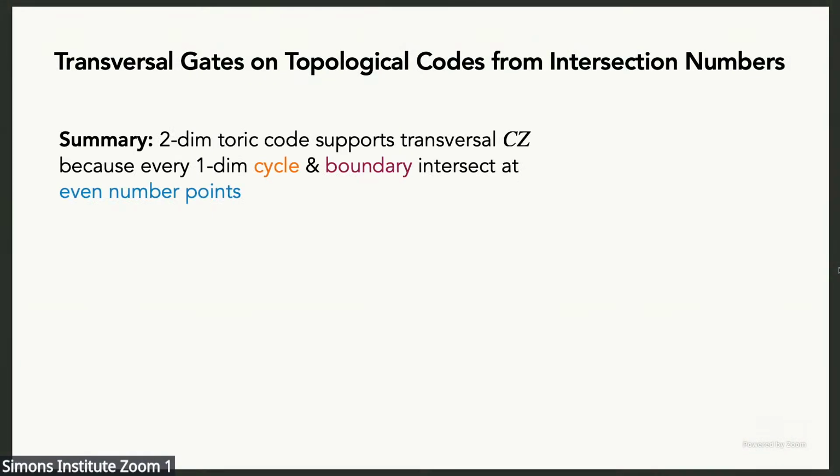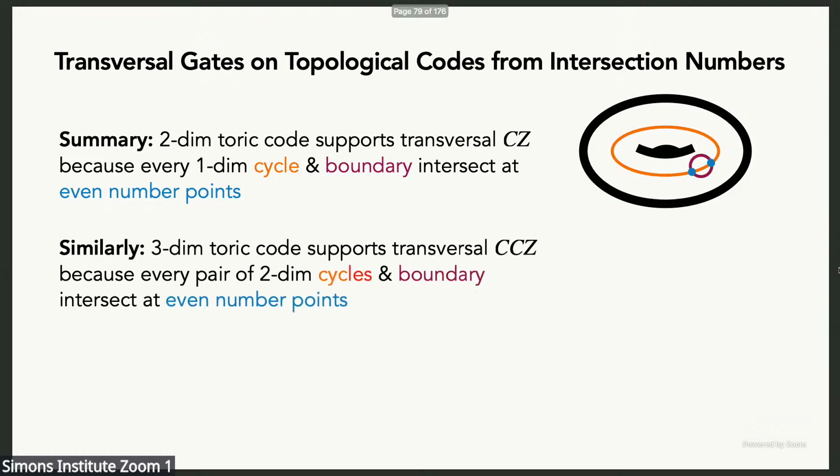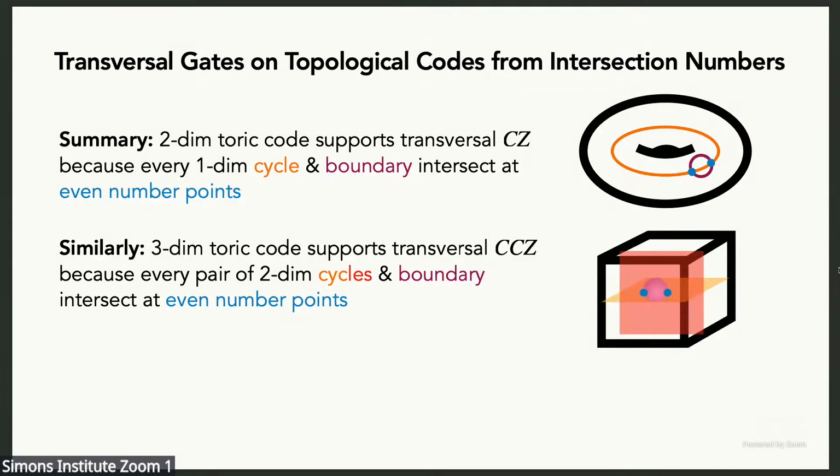So to summarize, we've just seen a proof that the 2D toric code supports transversal CZ because every cycle and every boundary intersect at an even number of points. And basically the exact same reasoning you can go through in the three-dimensional case to show that the 3D toric code supports transversal CCZ because every pair of two-dimensional cycles, meaning two of these membranes, and a boundary, meaning a little sphere or a little cube, will also intersect at an even number of points. Essentially here it's because two membranes intersect along a 1D cycle, and then every 1D cycle or every curve will intersect a small sphere at an even number of points. So if you've heard the phrase that the 3D color code has transversal CCZ, I think this is the exact same thing that's going on here. And this is, I guess, one way you could prove that.